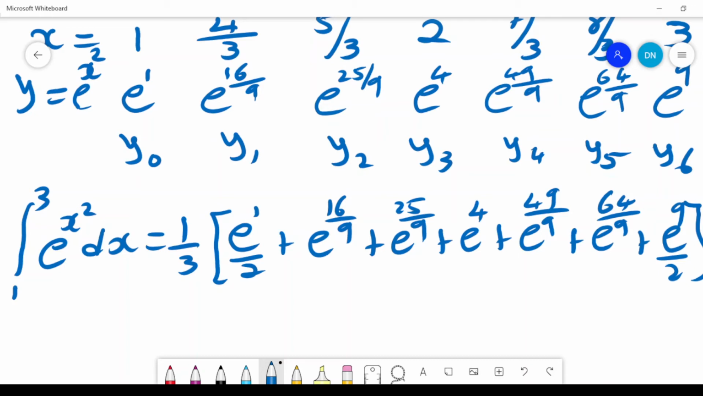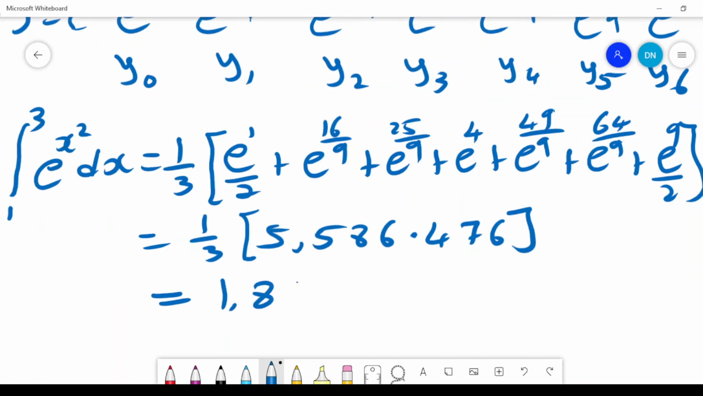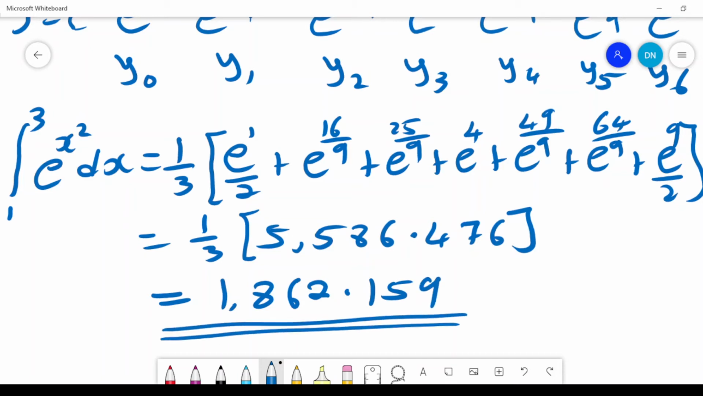If we put all that together, this will give us the result, and the calculation for that problem gives 1862.159 using the numerical integration.